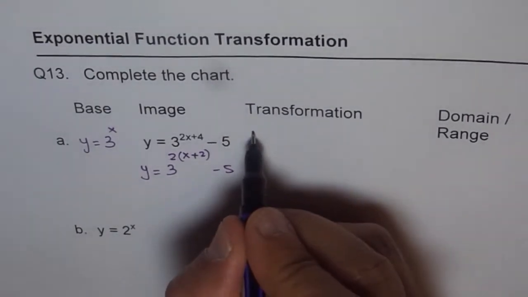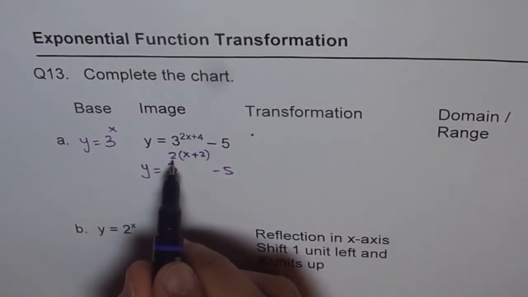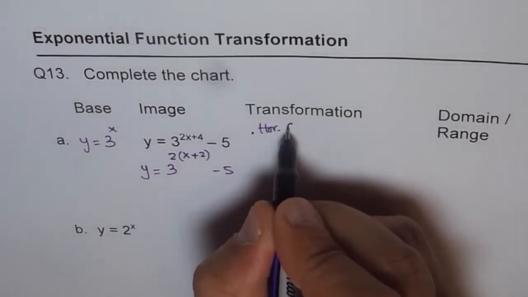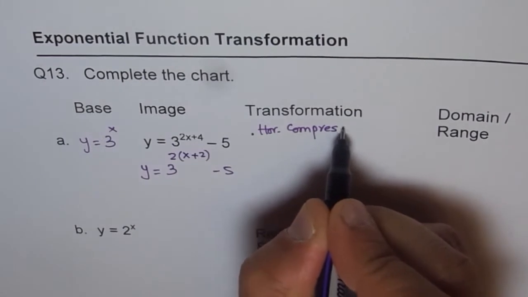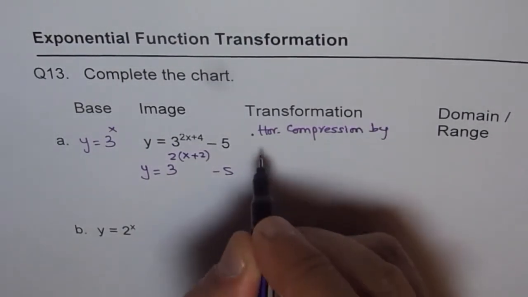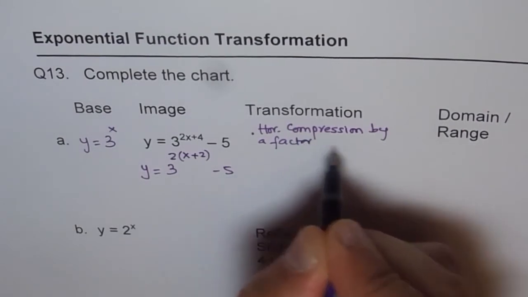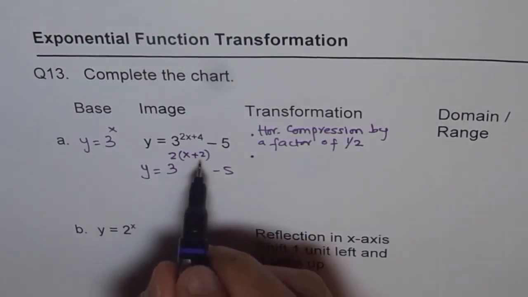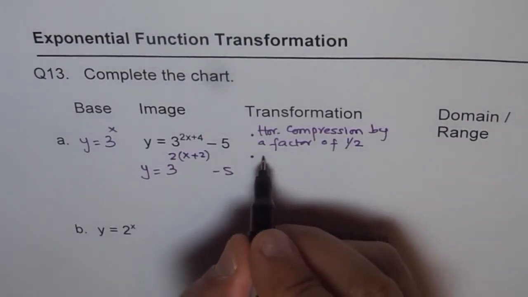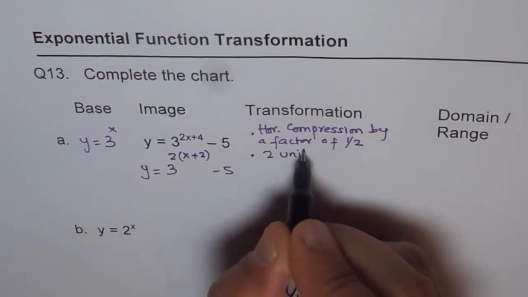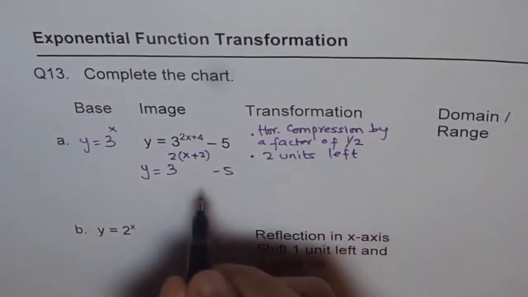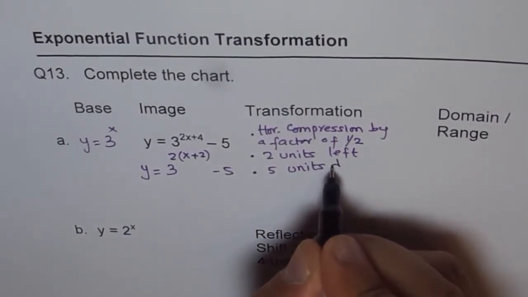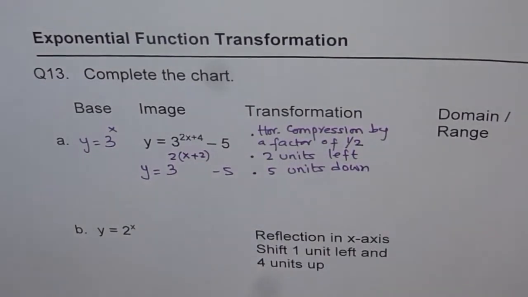And now it is simpler to write down the transformation. So the transformation is, let's start from left to right. So this 2 is horizontal compression by a factor of half, right? We can write here horizontal compression by a factor of 1 over 2. And the second one is translation, 2 units to left, right? So it is 2 units left, and then we have 5 units down, right? 5 units down. So that is how you can write transformations for this function.